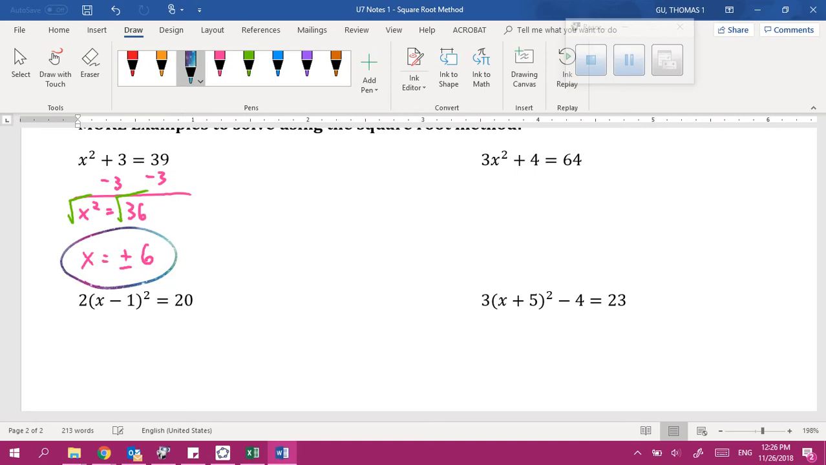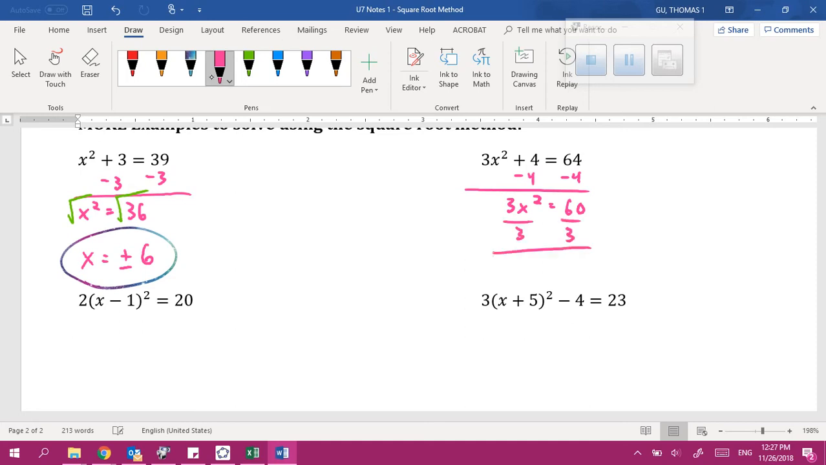On the next example, we've got 3x squared plus 4 equals 64. What do I need to do there first? Subtract the 4, that's right. That gives you 60. Okay, so 60 on the right side, and the left side is 3x squared. 3x squared equals 60. Divide by 3, that's right.